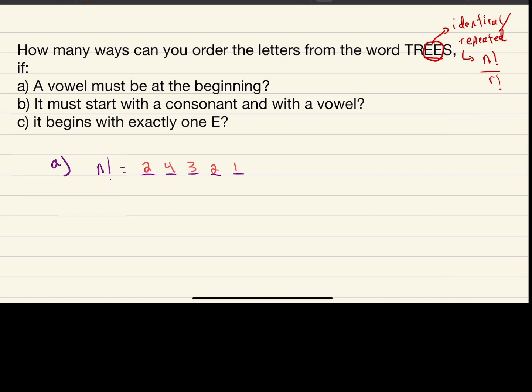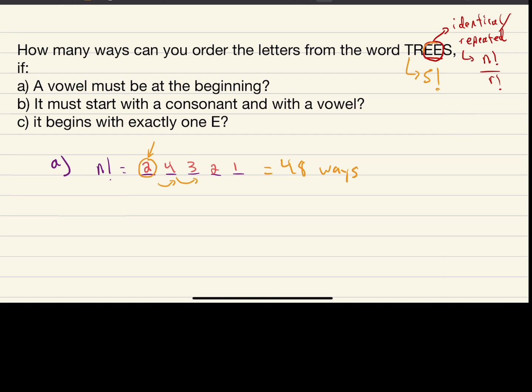Okay, so the first thing I did was I expanded this formula here, the n factorial, which would be 5. This has a possible 5 factorial permutations if there are no restrictions. Because there must be a vowel at the beginning, there are 2 possible vowels, the E and the E, that could go at the beginning. Once one of them is decided, there are 4 letters left for the second spot, then once the first 2 are taken up, it's 3, and then 2, and then 1, as follows. That leaves us with a total of 48 ways.